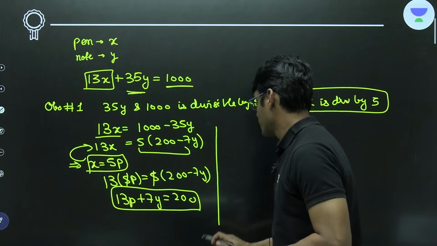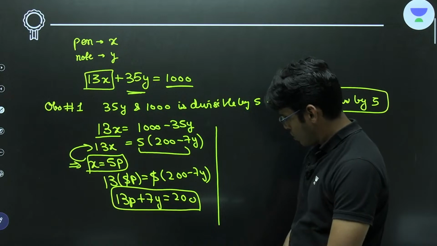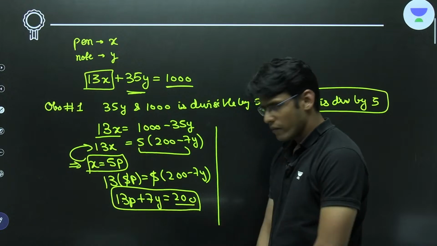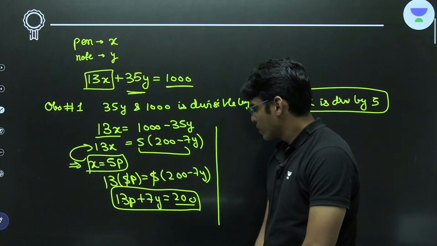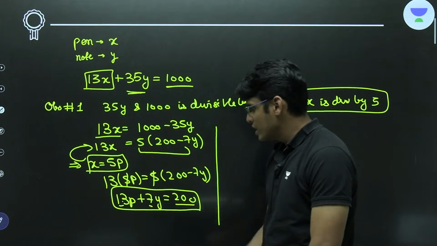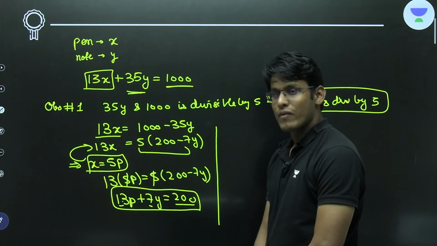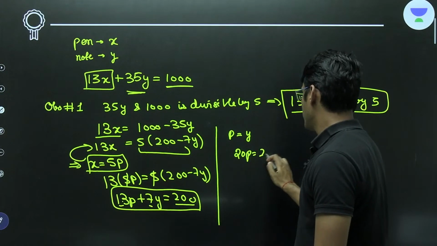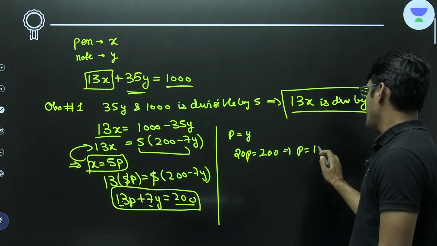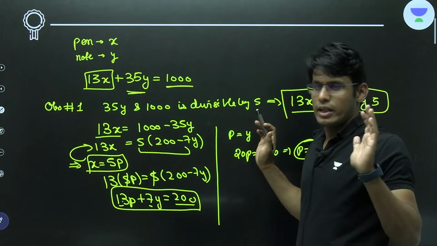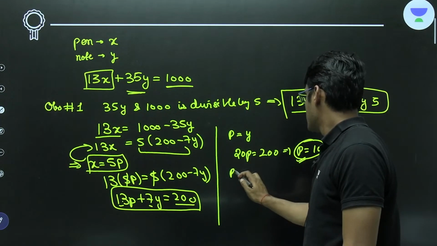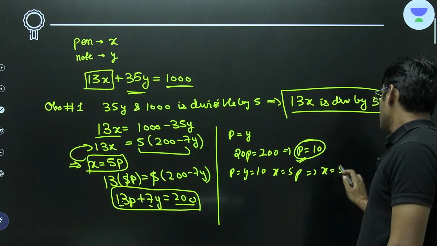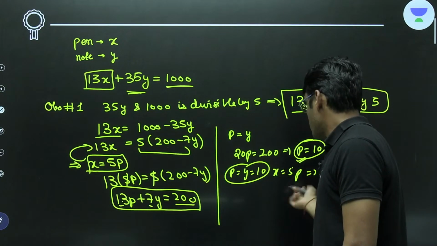This is very interesting now. I can see here, oh, 13 plus 7 equals 20. And this is 200. So, if somehow I am able to add these two coefficients, then my life will be very simple. So, let me put p equals y here. So, you get 20p equals 200 and hence p equals 10. Now I get it. Okay, p equals 10. So, p equals y equals 10. Since x was 5p, I got x equals 50. Right? So, this is one solution.